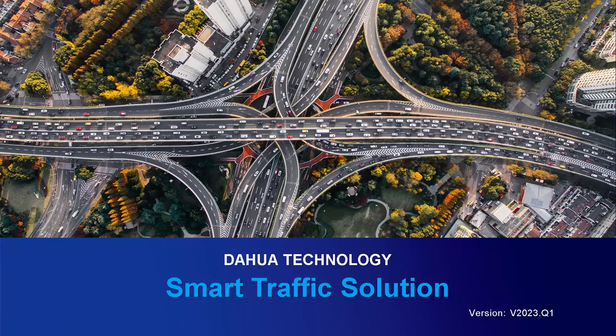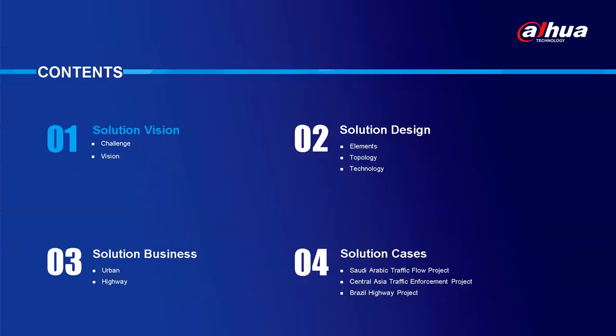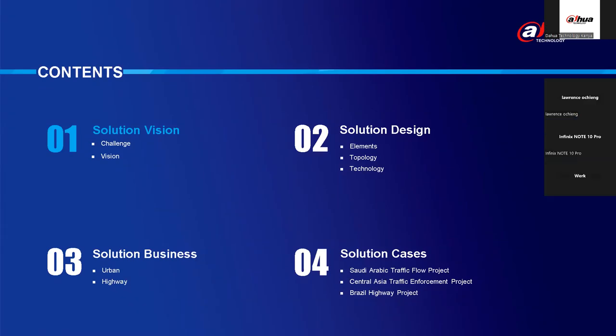I will start now. So for smart traffic solution, before I finish, I'll be covering the vision of the solution, looking at the challenge and what we're offering, then the design in terms of the elements, the topology, the technology applied. Then later on, I'm going to introduce the solution business generally in the urban center and on highways. Then finally finish up with some solution cases that we have done. Of course, looking for business opportunity in our region in the coming days.